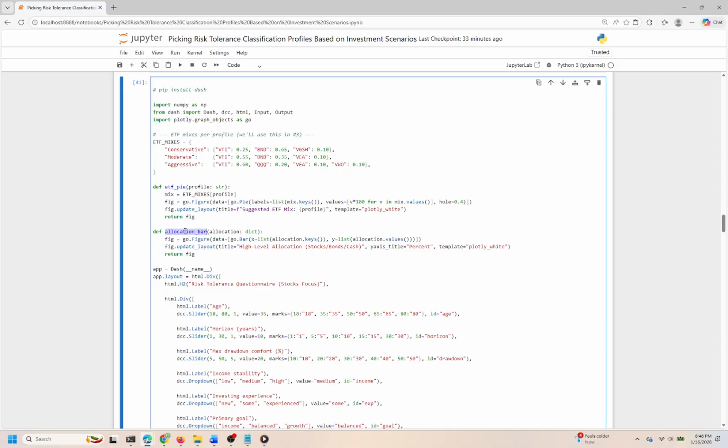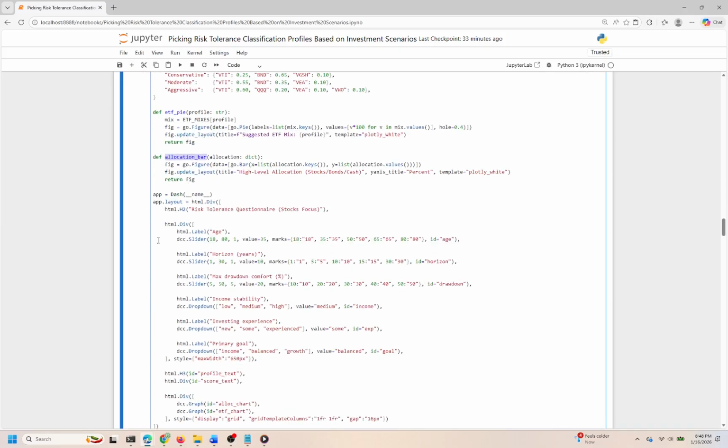One crucial point to note is the importance of user input. Various sliders and drop-down menus allow users to specify factors such as age, investment horizon, drawdown comfort, income stability, investing experience, and primary goals. As users adjust these inputs, the app triggers a callback that calculates their risk profile and produces corresponding visualizations. This integration of user interaction and dynamic visualization is key, as it fosters a more engaging experience. However, learners should be mindful of ensuring that input values fall within defined ranges to avoid errors or unexpected outputs.